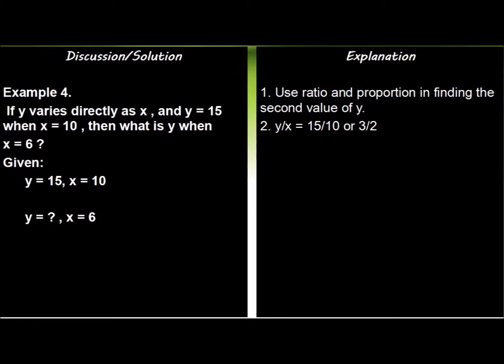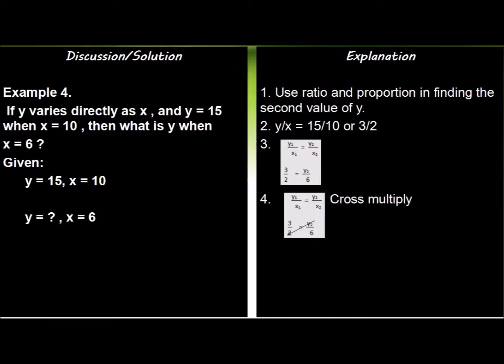Next is by ratio and proportion. We have to denote the first value of y as y sub 1 and the first value of x as x sub 1, which is equal to the second value of y, y sub 2, over the second value of x, x sub 2. So the first value of y is 3 and the first value of x is 2, so we have here 3 over 2 equal to the second value of y, which is the unknown, over the second value of x, x sub 2, which is equal to 6.